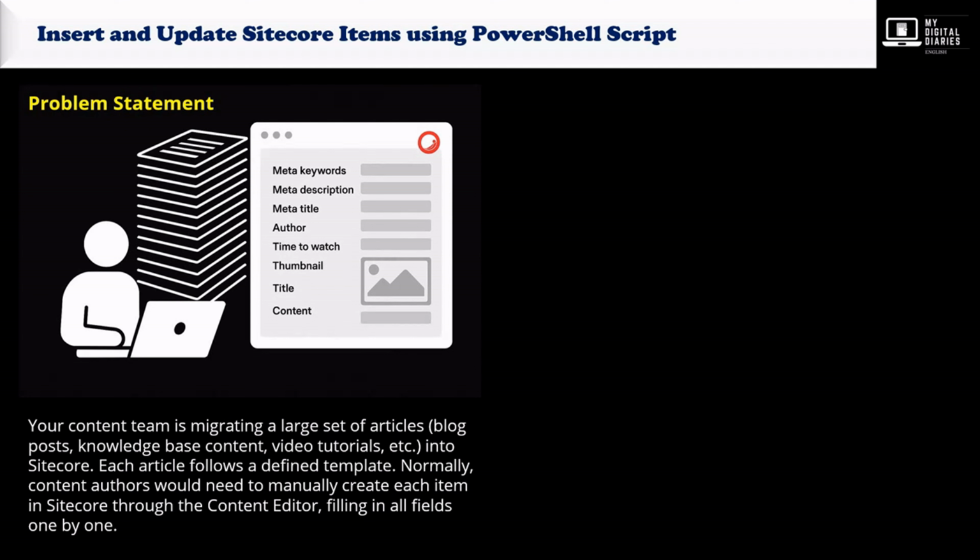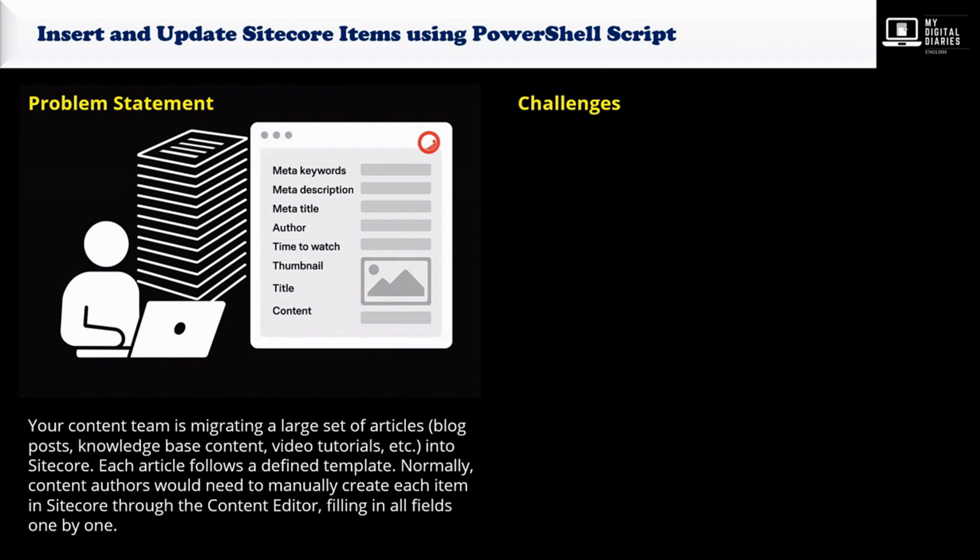Now here is the catch. Normally a content author will open the Sitecore content editor, create a new item and then fill in each of these fields one by one. That works fine if you have got 2 or 3 articles. But what if you have hundreds of articles? This is where real challenges show up.